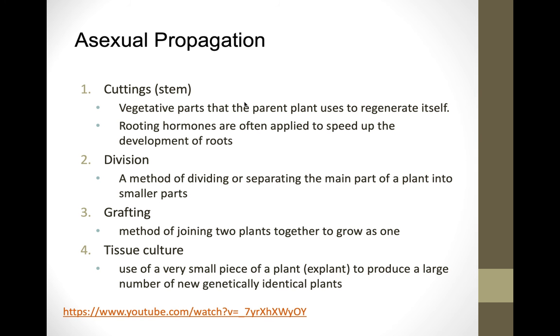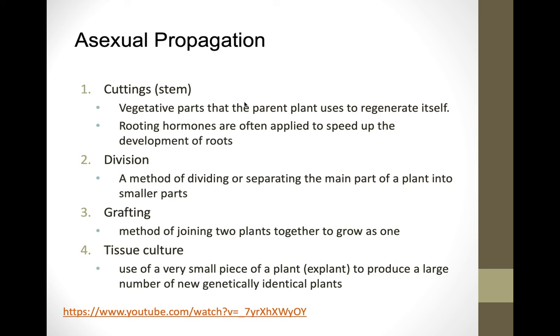Here's some different types of asexual propagation. Cuttings are probably going to be one of the easiest, and we do this in the greenhouse quite a lot. We're going to take vegetative parts, which is basically the green leafy parts, and we're going to use those to help to regenerate itself.